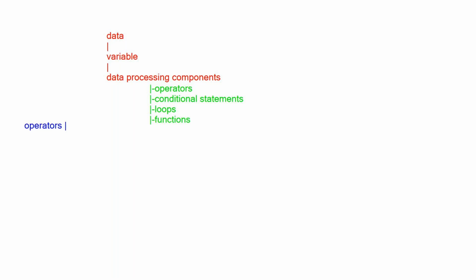So what is an operator? An operator is a special symbol used to perform operation on operands. An operator is a special symbol used to perform operation on what? Operands.